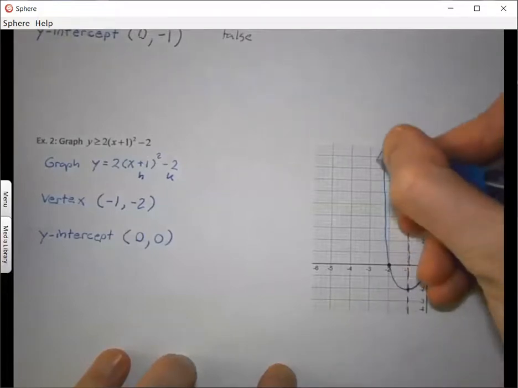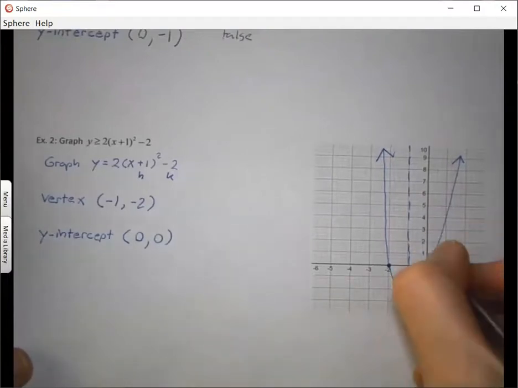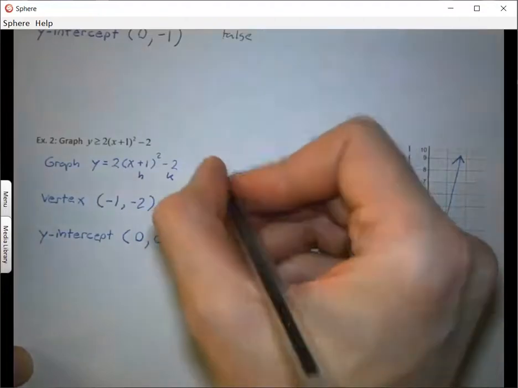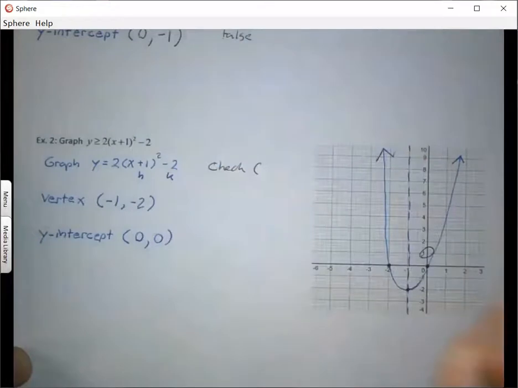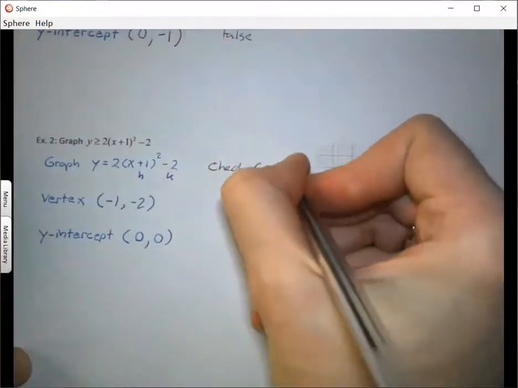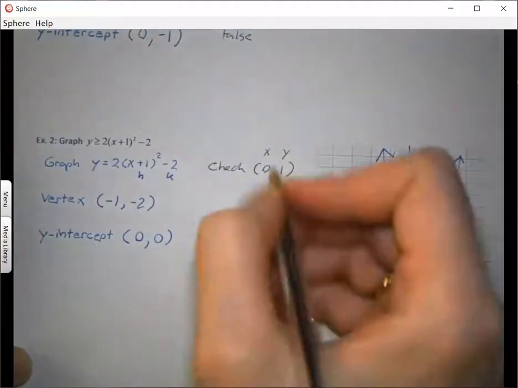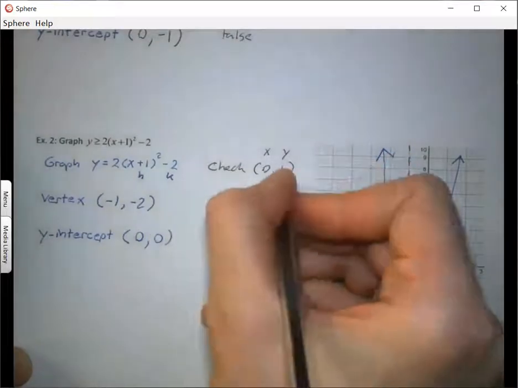And just like before, we want to test a point. It's your choice. I will choose 1, 0. No, I had it right the first time, 0, 1. So we want to plug this into the original. So y is 1.